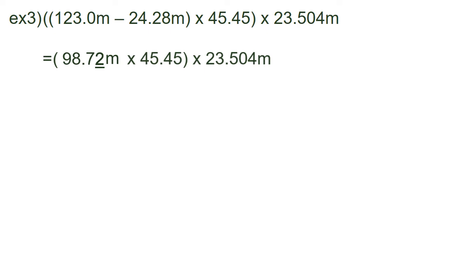Now again, I do what's inside the brackets. 98.72 multiplied by 45.45. Punch it into my calculator, I get 4,486.824. And the rest of that line will drop down. And that set of brackets will no longer be needed because there's only one number inside those brackets.